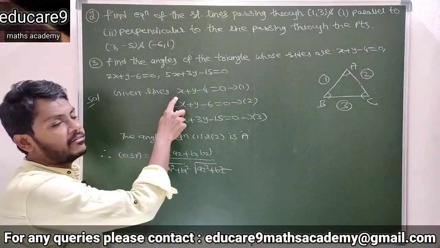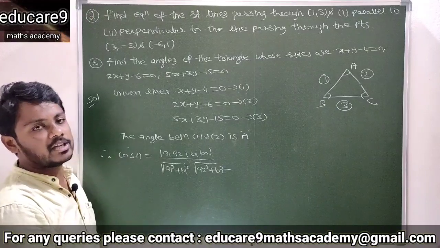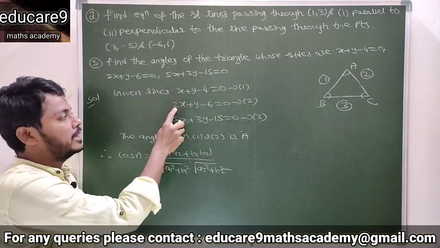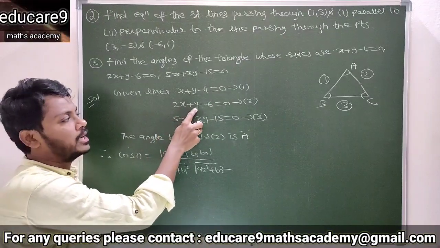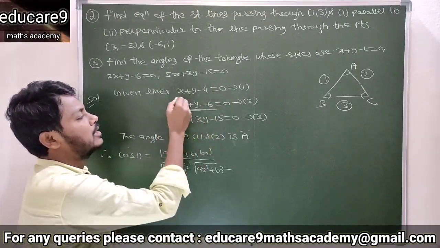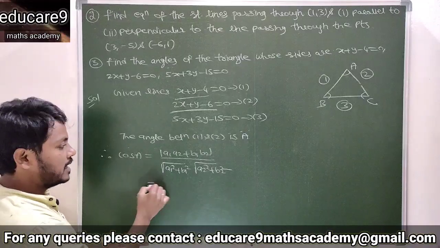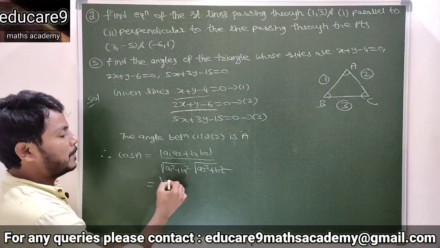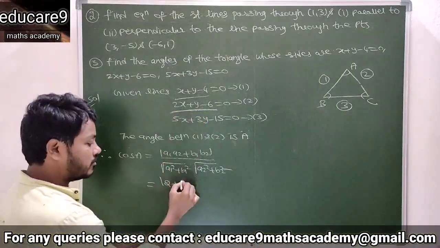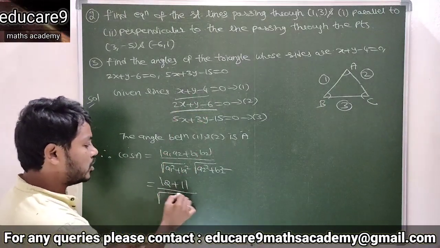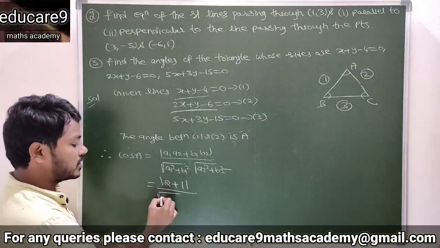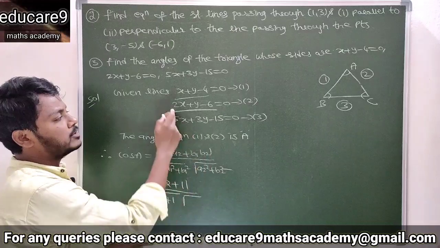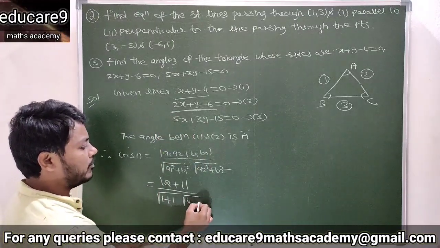Now comparing this line with A1x plus B1y plus C1 equals 0. So A1 is 1, B1 is 1 and C1 is minus 4. Here A2 is 2, B2 is 1 and C2 is minus 6. Okay. So see here, A1 A2, so 1 into 2, 2, plus B1 B2, so 1 into 1, 1. So divide by square root of A1 square, so 1 square 1, and B1 square 1. And A2 square plus B2 square, 2 square 4 and 1 square 1.